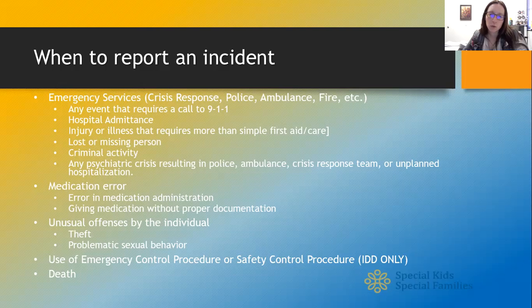So for individuals with developmental disabilities only, the use of any emergency control procedure or safety control procedure needs to be reported. And there are special things that need to be documented when reporting these types of procedures. And any death that occurs also needs to be reported.